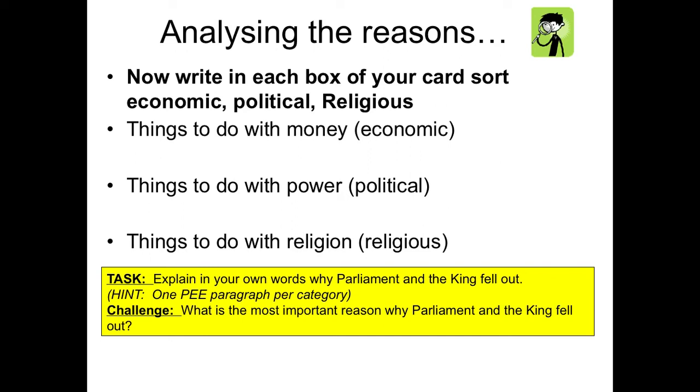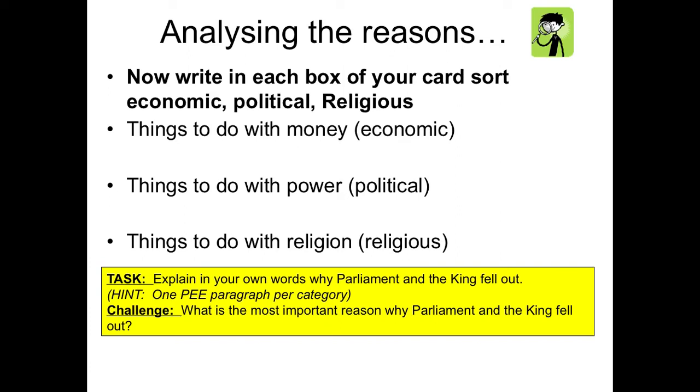Things to do with religion, Charles is Catholic, Parliament is Protestant. They have a big fallout over that as well. So anything to do with Protestant or Catholic is religious. So in each box, underneath each point, you write down either economic, political or religious. Okay, that's your next task.